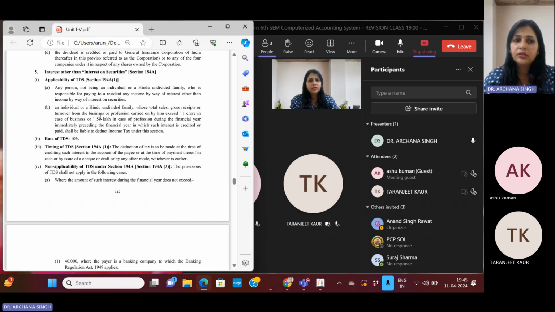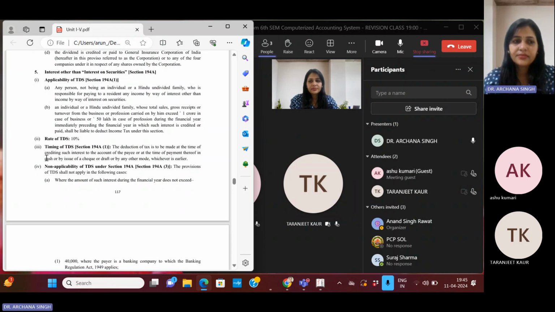Then any individual or a Hindu undivided family whose total sales, gross receipts or turnover from the business or profession carried on by him exceeds rupees 1 crore in case of business, or 50 lakh rupees in case of profession, during the financial year immediately preceding the financial year in which such interest is credited or paid, shall be liable to deduct income tax under this section. So this was about applicability of TDS.